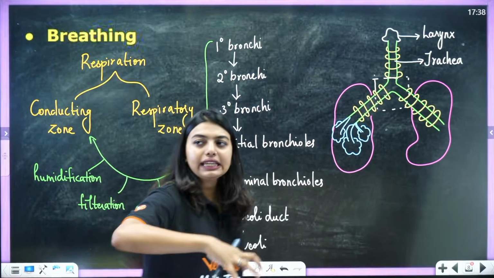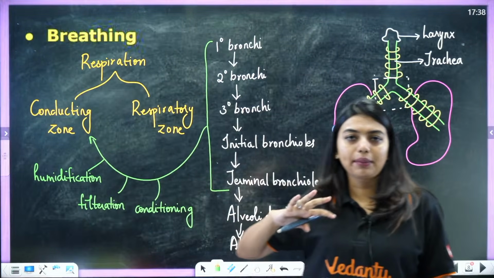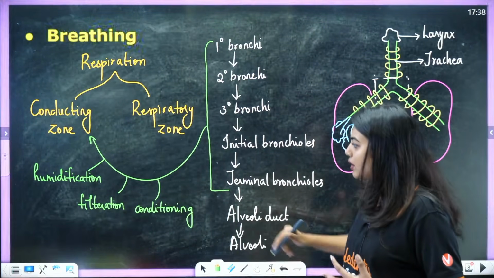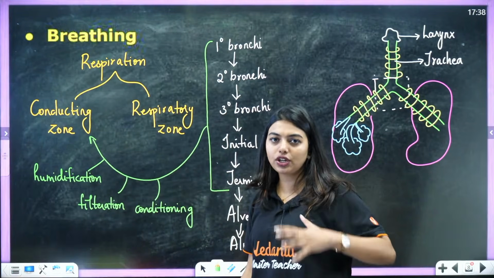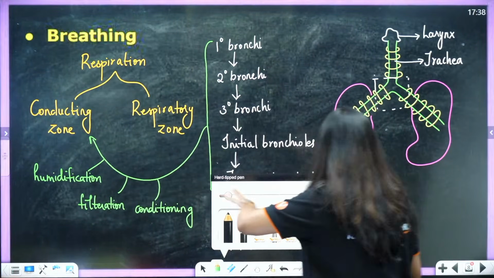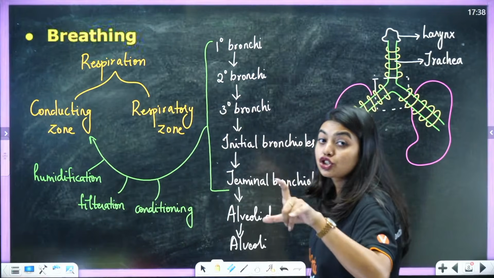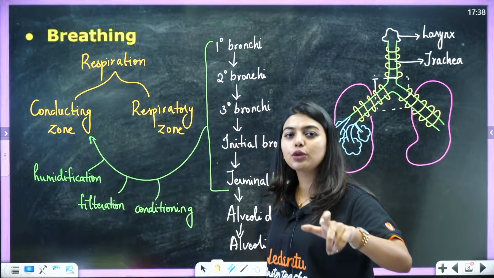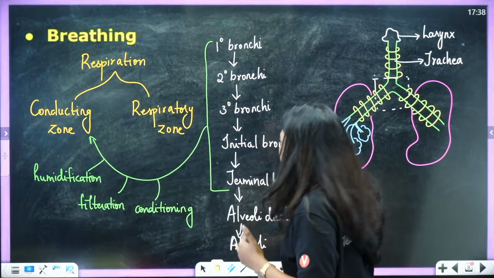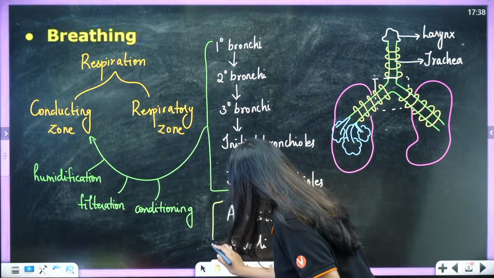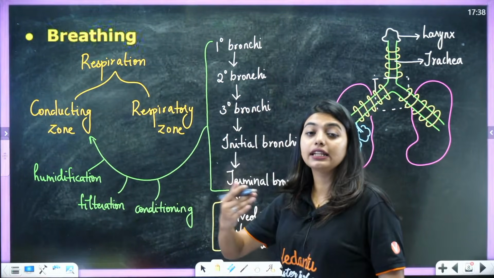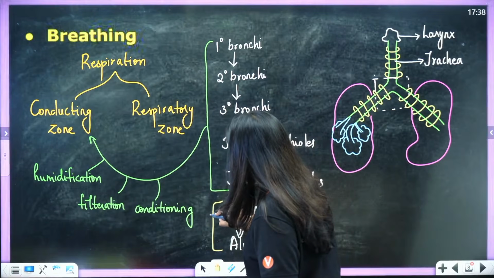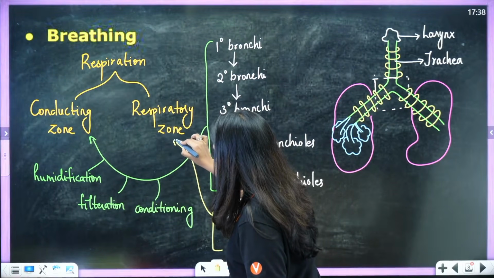And carrying of your gases also should take place here. After all this, where is the actual place where respiration will happen? It will happen in your alveolar duct and in the alveoli. So this will fall under your respiratory zone.